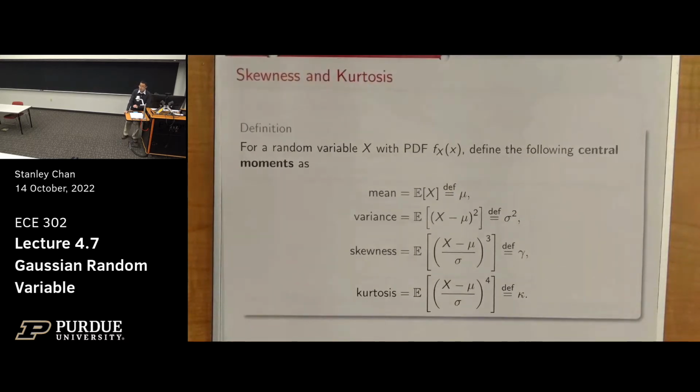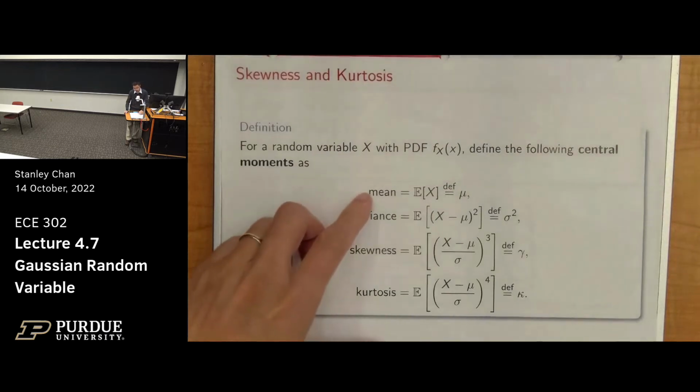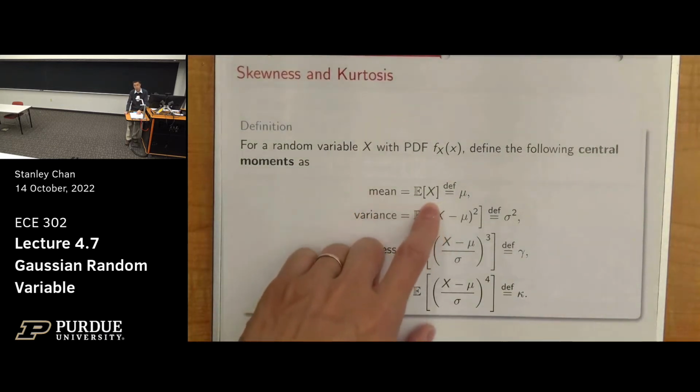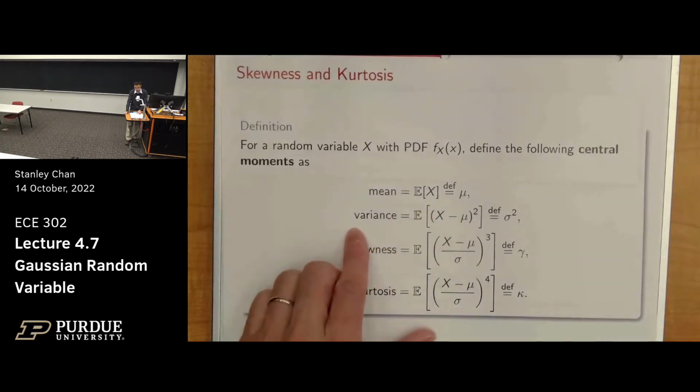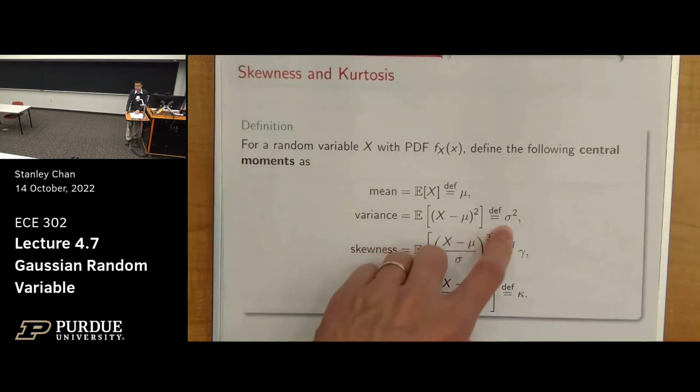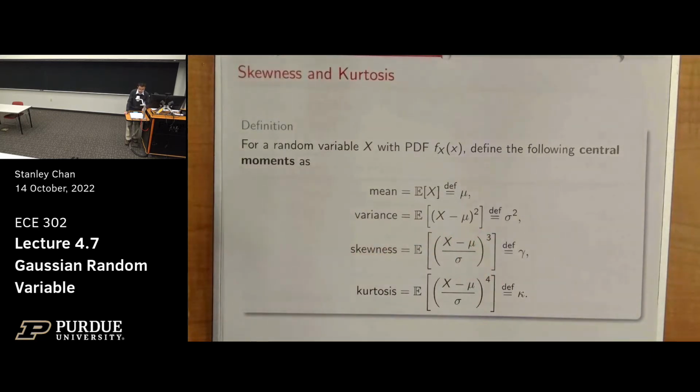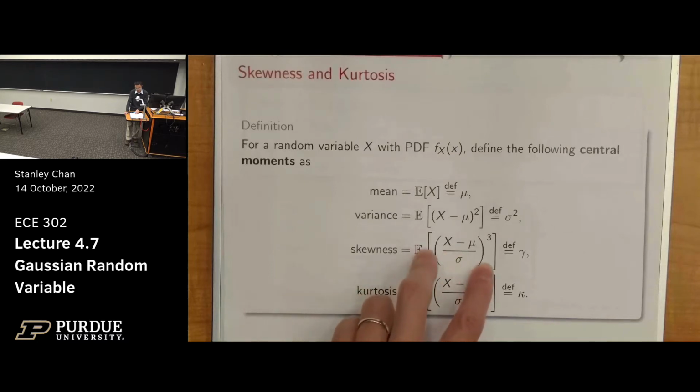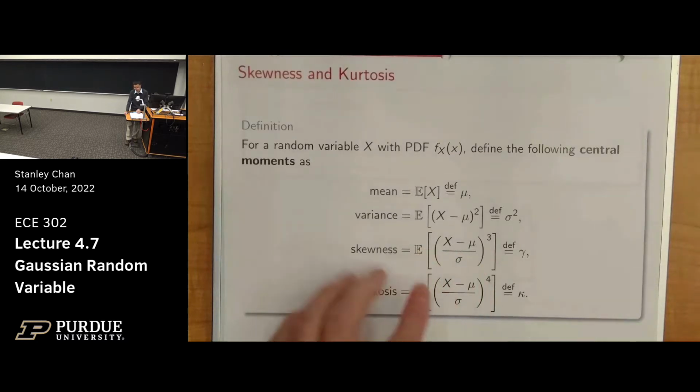Now, for Gaussian random variables, let me also introduce two more new concepts, which would be very useful as you look at data analysis. So far, we have been talking about the first moment, which is the expectation. It's also called the mean. And then we were looking at the variance, which is the second moment. For Gaussian random variable, I will also introduce two other high-order terms. One is called the skewness, which is the expectation of x minus mu divided by sigma to the power 3. We call it the skewness.